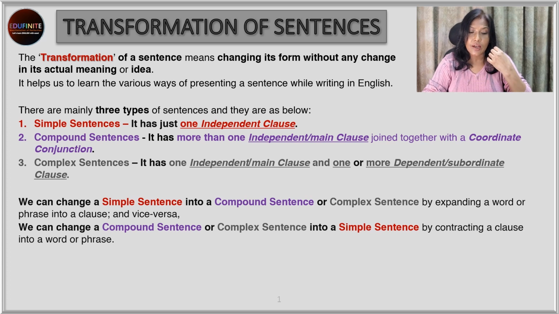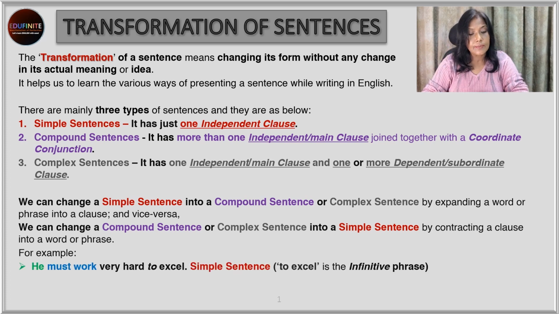Now, we can change a compound sentence or a complex sentence into a simple sentence by contracting a clause into a word or a phrase. So, in a compound or a complex sentence, we'll have a clause. That means it will have a subject and a verb. But if we have to convert them into a simple sentence, in that case, we'll have to reduce the clause to just a phrase where there will be no subject or verb as such.